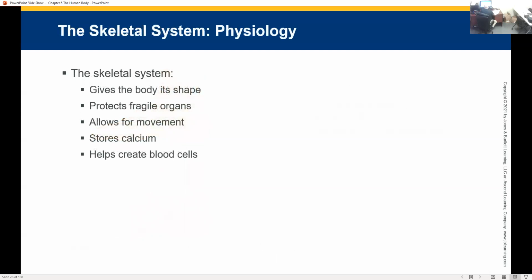All right, a couple of other things about the skeletal system. We've already talked about it giving the body shape, protecting the fragile organs, and allowing for movement. Calcium is a big deal, so it helps store calcium. As you age, you lose calcium, and it's very common for older women, especially if they've had multiple children, to be shorter than they normally would be. I know of one lady who died at 102. When she died, she was 4 inches shorter than she was when she was 35 years old, because she had lost so much calcium.